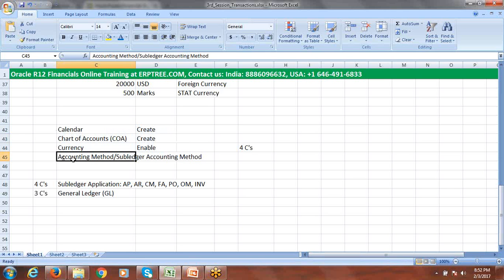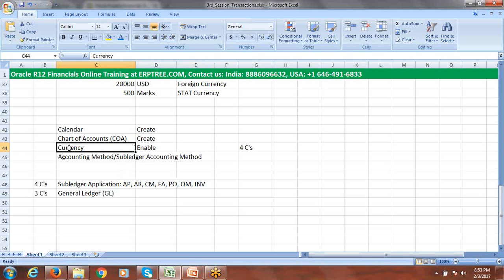Okay. So what is the use of the subledger accounting method? Within the subledger accounting method, we will have rules. What rules? When we are recording the transaction in the subledger applications, for each and every transaction, which account the system has to debit and which account it has to credit, all the predefined rules will be there. You no need to create it.